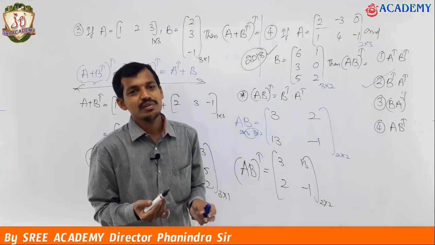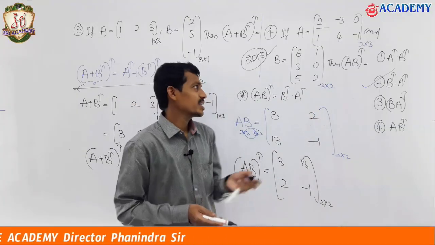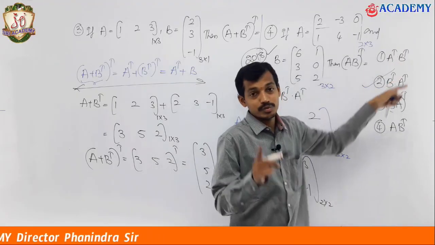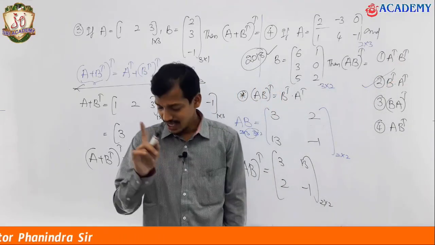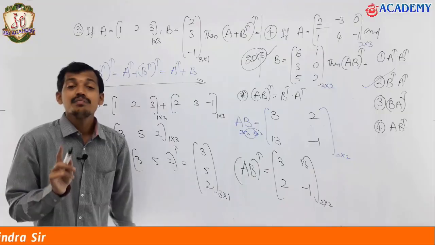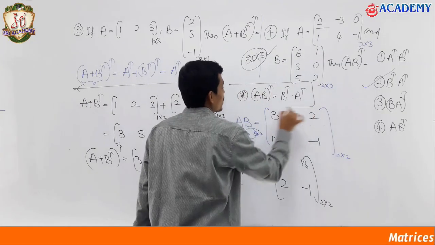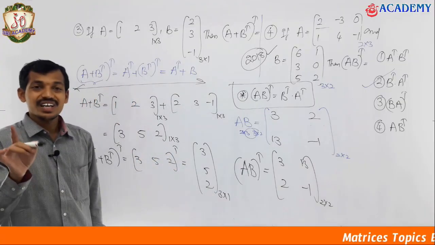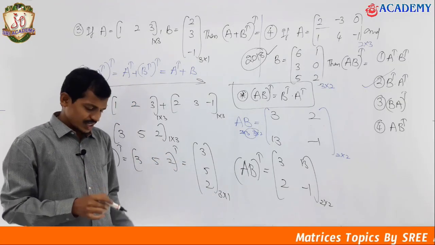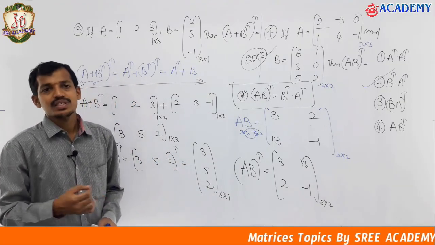AB whole transpose equal to B transpose into A transpose, but A transpose into B transpose is in the first option, and that is not correct. AB whole transpose always is going to be B transpose into A transpose. You have to remember this property, very very important. So many times already I said you will get this property, right? Okay, we'll see more problems based upon the transpose only.